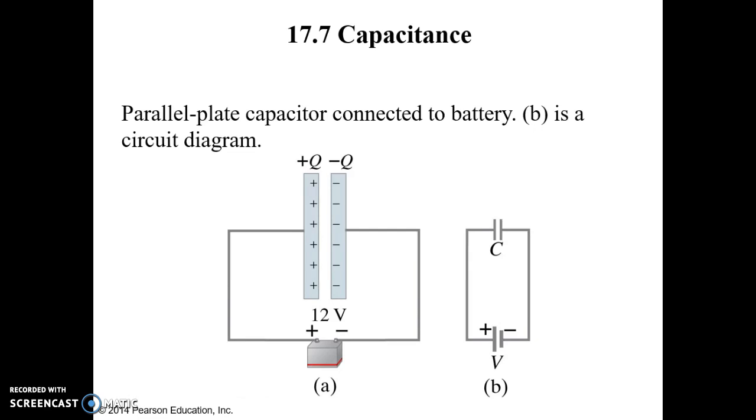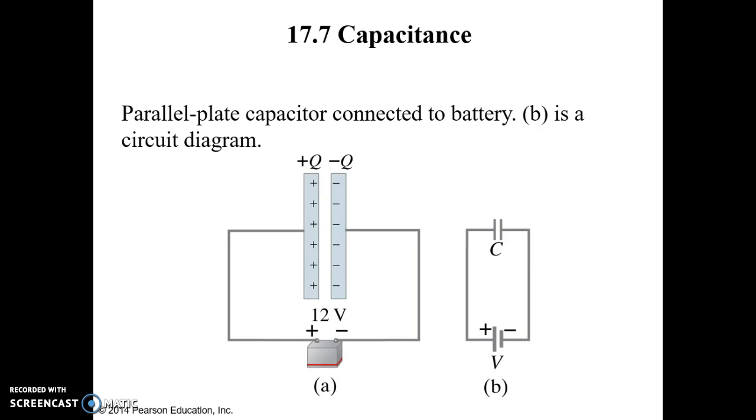Q stands for charge. This plate is positive and the other is negative. The variable C is going to stand for capacitance. Now, it's important not to confuse the unit for charge, which is C for coulombs, and the variable for capacitance, which is also C.